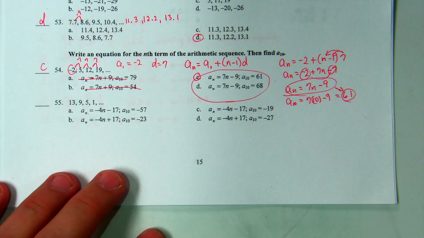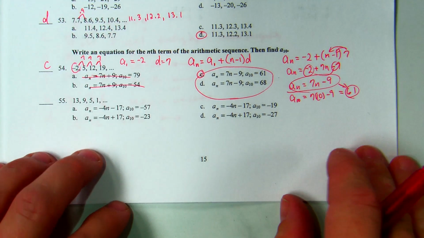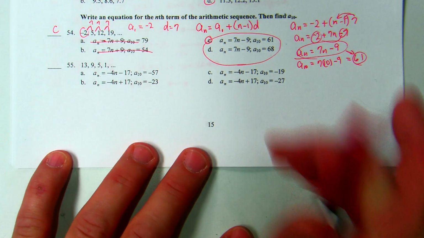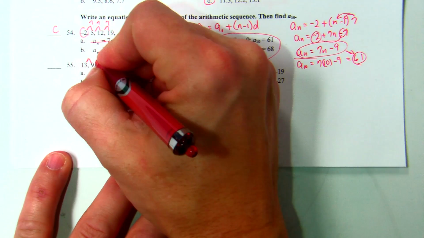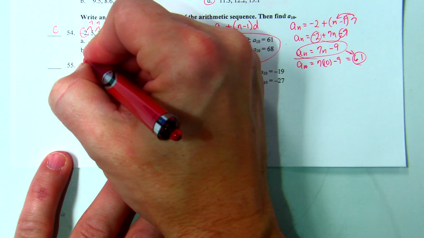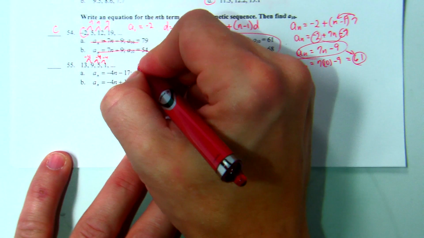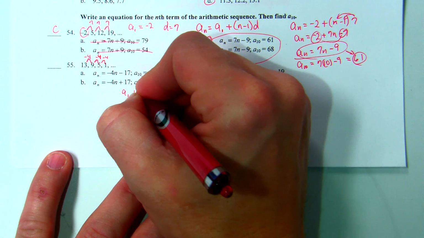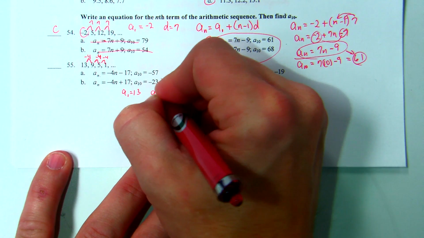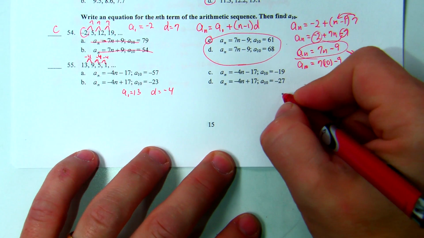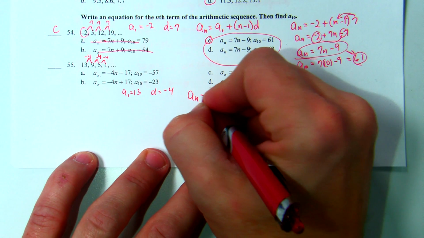So again, this is going to be one of the formulas that you'll want to make sure you've got on your cheat sheet, and we should have these formulas written down for you as well. The next problem, we're going to do the same thing. The common difference in all of these is negative 4. So my a1 is 13. My common difference is negative 4. So, work it out right here.